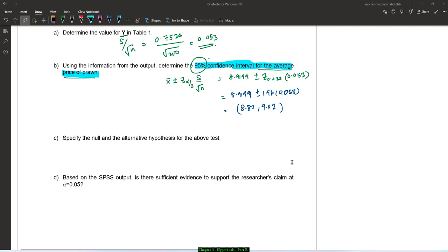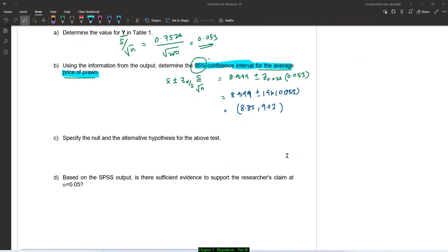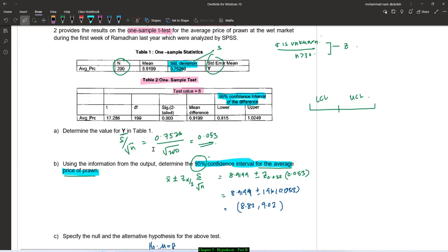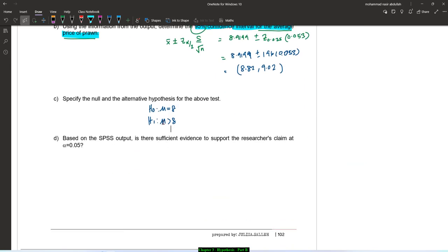Okay, so next, C: specify the null and alternative hypotheses for the above test. Very simple, right? So the null hypothesis is mu is equal to 8. The alternative hypothesis is mu is more than 8. It says that the average prawn price is more than 8 ringgit per kilo. So mu is more than 8. Based on the output, is there sufficient evidence to support the researcher's claim at 0.05?